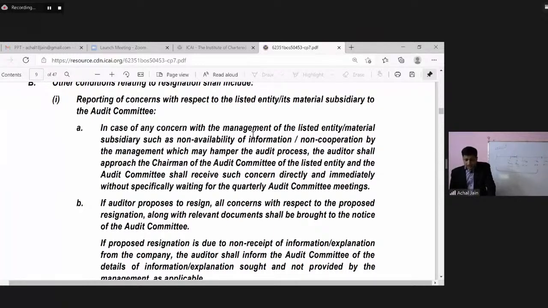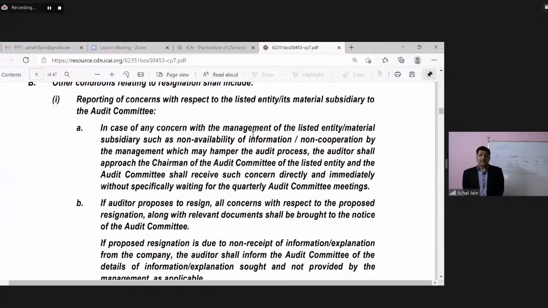Reporting of concerns with respect to the listed entity or its material subsidiary to the audit committee. In case of any concern with the management of the listed company or material subsidiary, such as non-availability of information, which would have been the big problem on the part of the auditor, or non-cooperation by the management, because of which the auditor is not able to complete the audit, the auditor shall approach the chairman of the audit committee of the listed company, and the audit committee shall receive such concern directly and immediately without specifically waiting for the quarterly audit committee meetings.